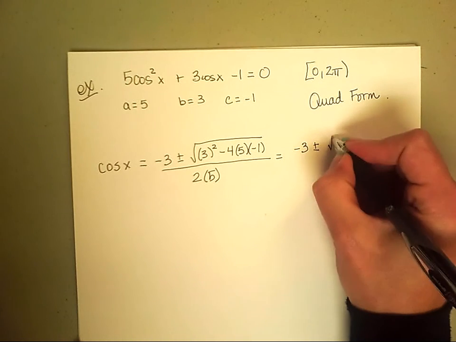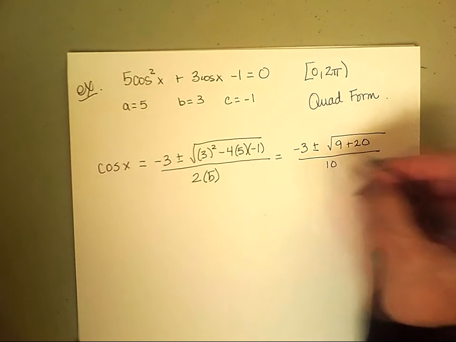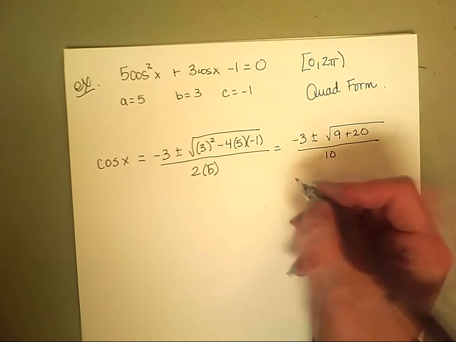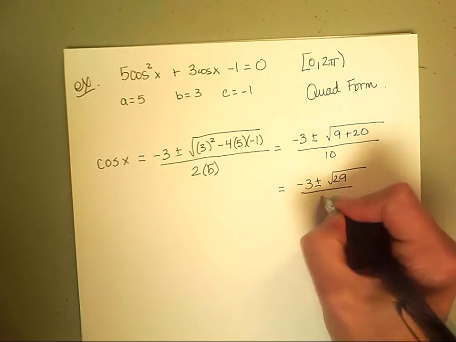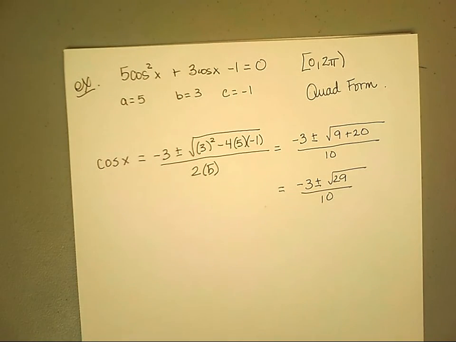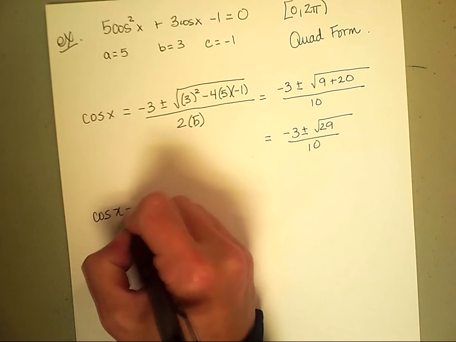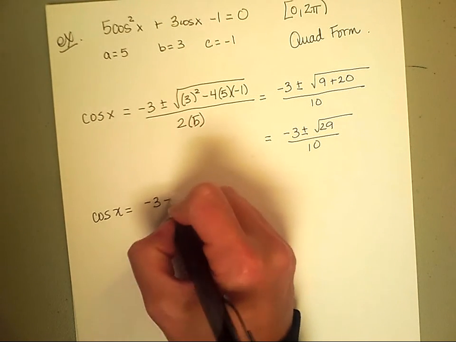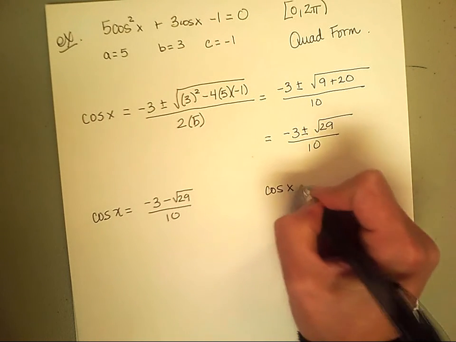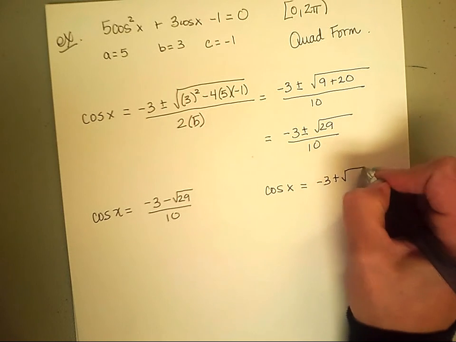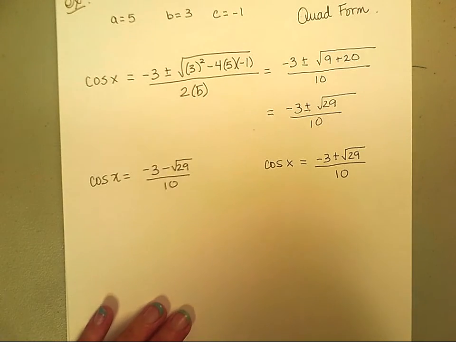And now we can just simplify. This is -3 plus or minus the square root of 9 plus 20 over 10, which is equal to -3 plus or minus the square root of 29 over 10. So what that means is that we have two equations to solve. We need to solve for the cosine of x is equal to the negative branch, -3 minus the square root of 29 over 10, or the cosine of x is equal to -3 plus the square root of 29 over 10.